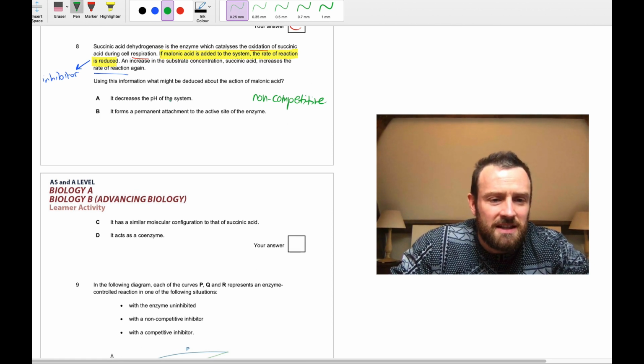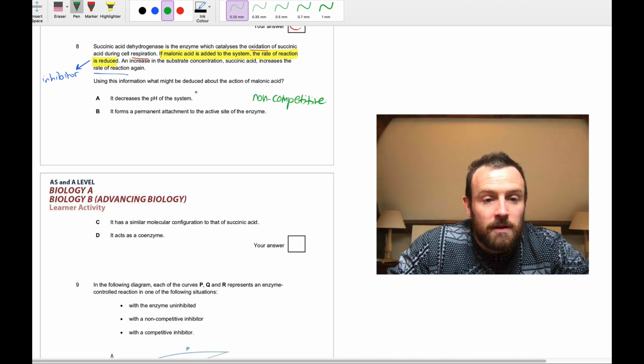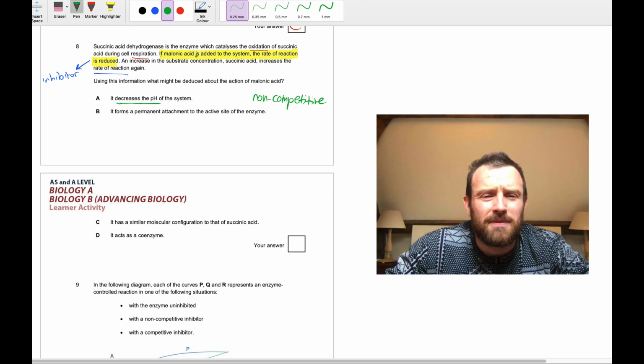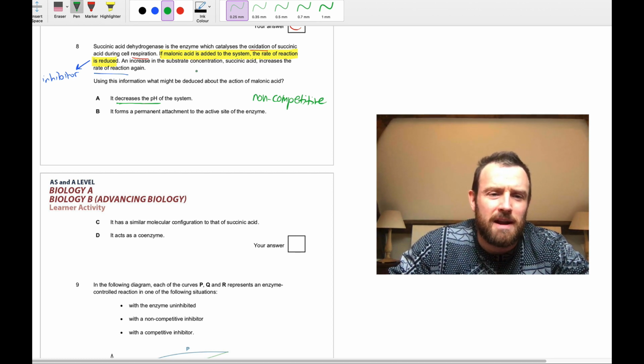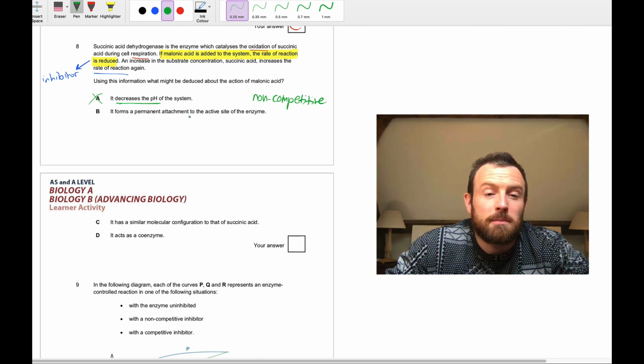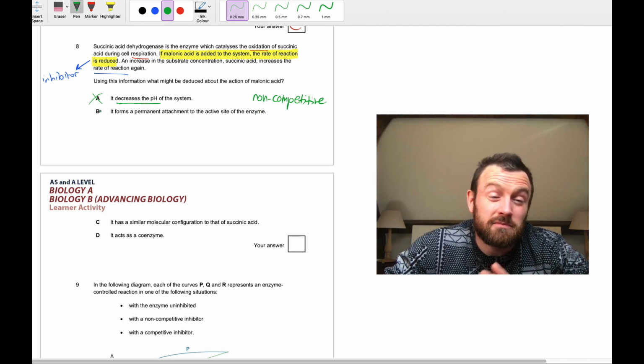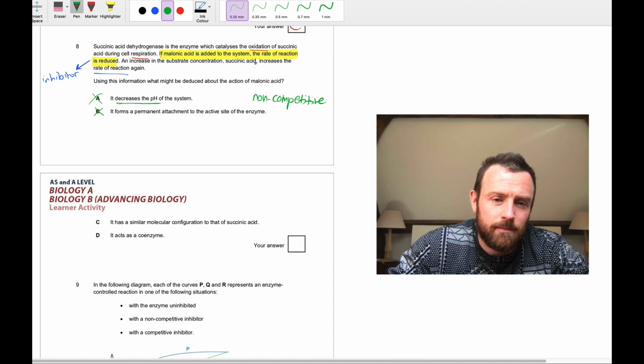Okay, does it decrease the pH of the system? Well, I mean, it could do. Maybe it does, to be honest, because it's an acid. However, this thing about adding the substrate and the rate increasing again, that wouldn't make any sense. So A is a bit of a red herring, so I'll cross that out. B, it forms a permanent attachment to the active site of the enzyme. That is very unlikely, because that would be a non-competitive inhibitor. That would be something else. So that doesn't fit with the data.